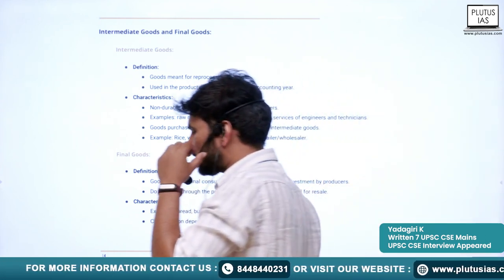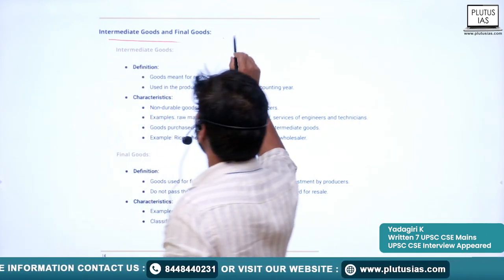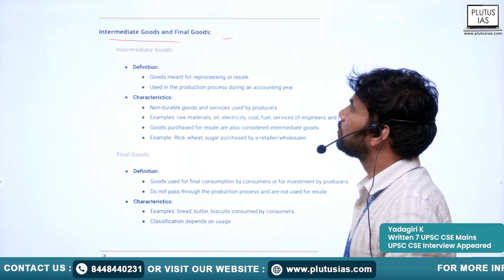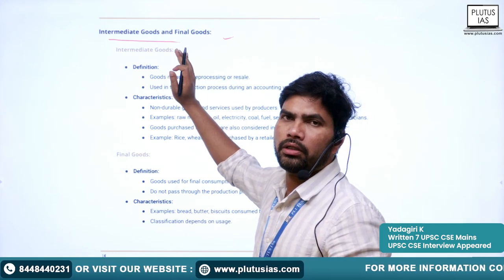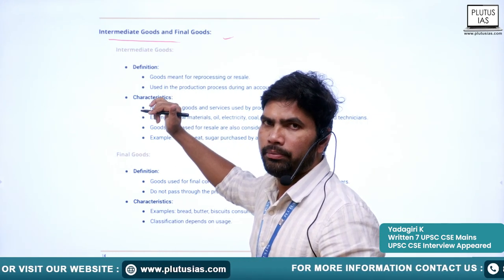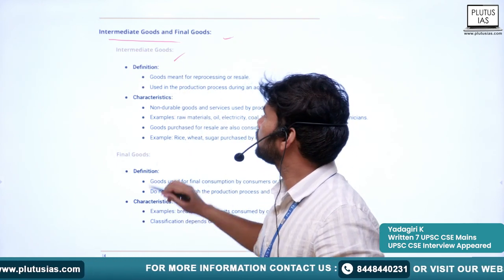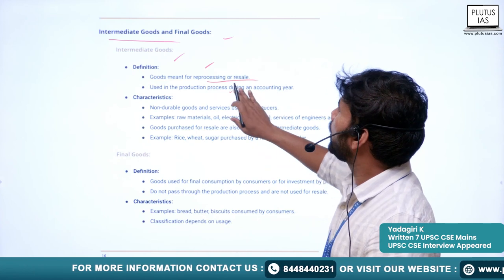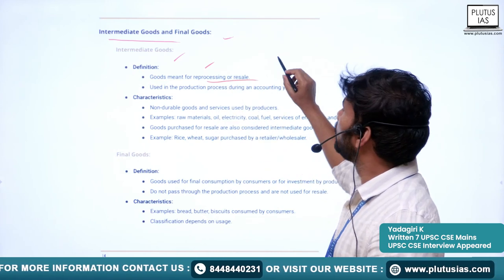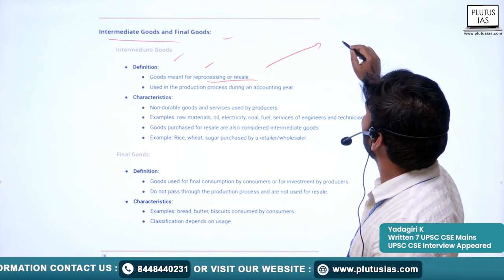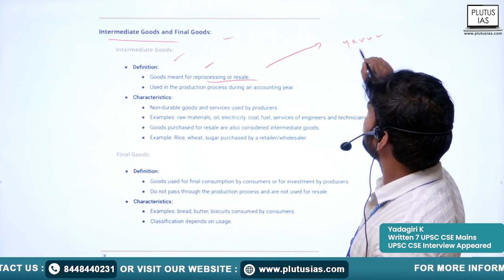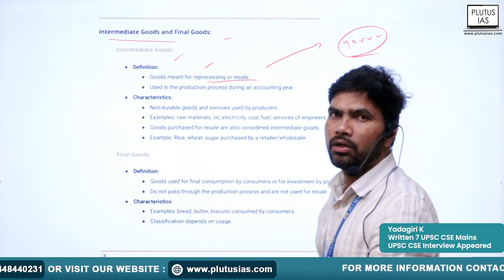Next, another important aspect is intermediate goods and final goods or finished goods. This is also a very important aspect in calculation of GDP or national income. First, we will understand the intermediate goods. These are goods meant for reprocessing or resale. If we see the example of cotton, yarn we can consider as an intermediate good.